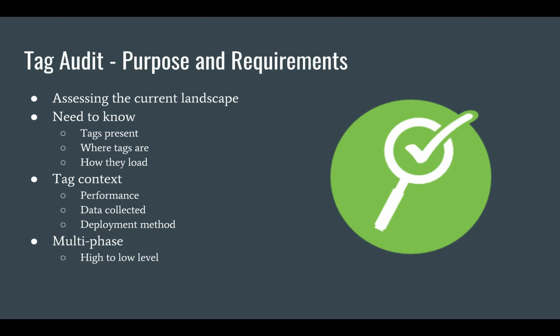So as far as the purpose and requirements when it comes to a tag audit, what we're wanting to do is assess the current landscape, and again, compare the current landscape to what that expectation or goal is. So we know the context, the specific pieces of information that we need to be collecting and really need to be digging into. Some of those things that we're going to need to know are what tags are present on our website. What are they? Where are they? What pages are they on? What does the coverage look like? And then how does each thing load?